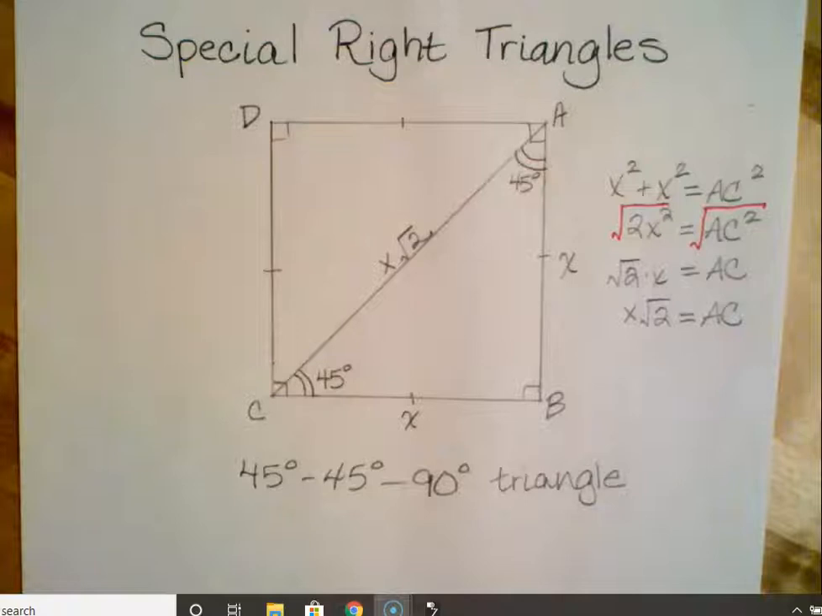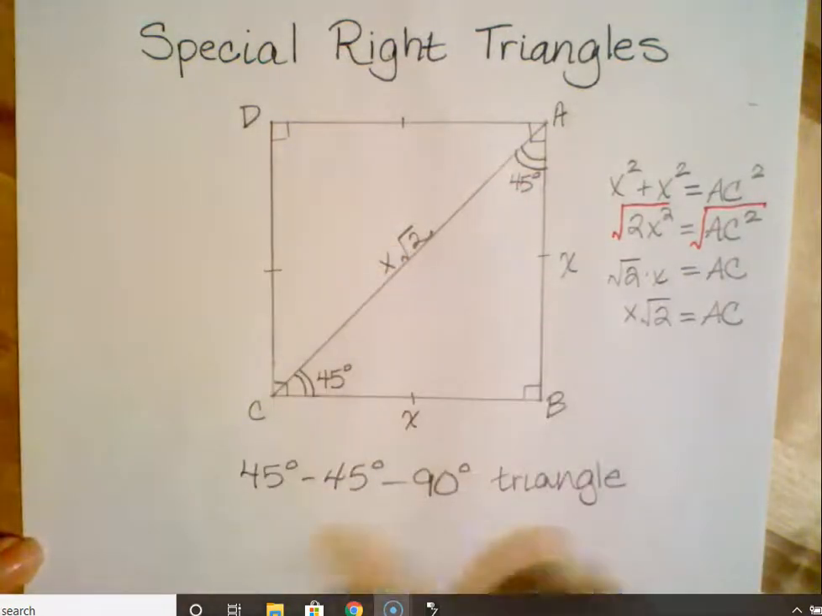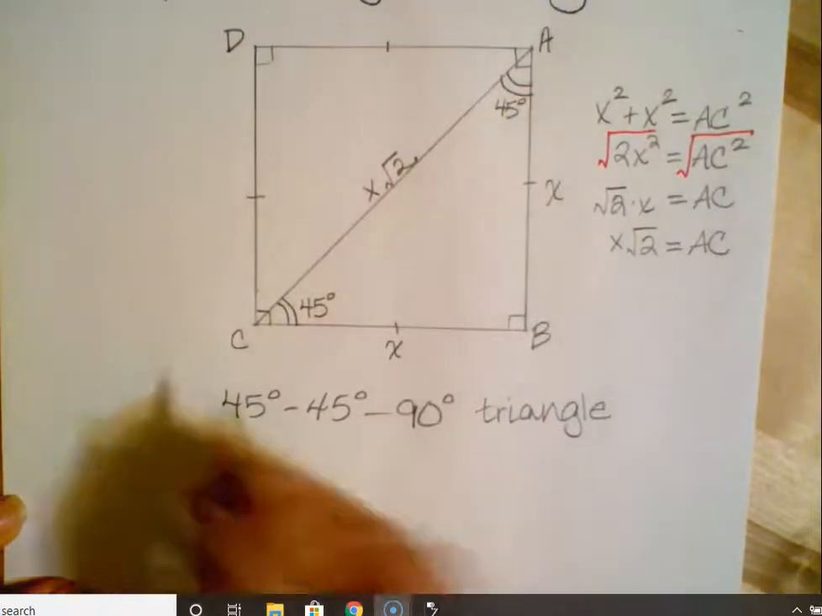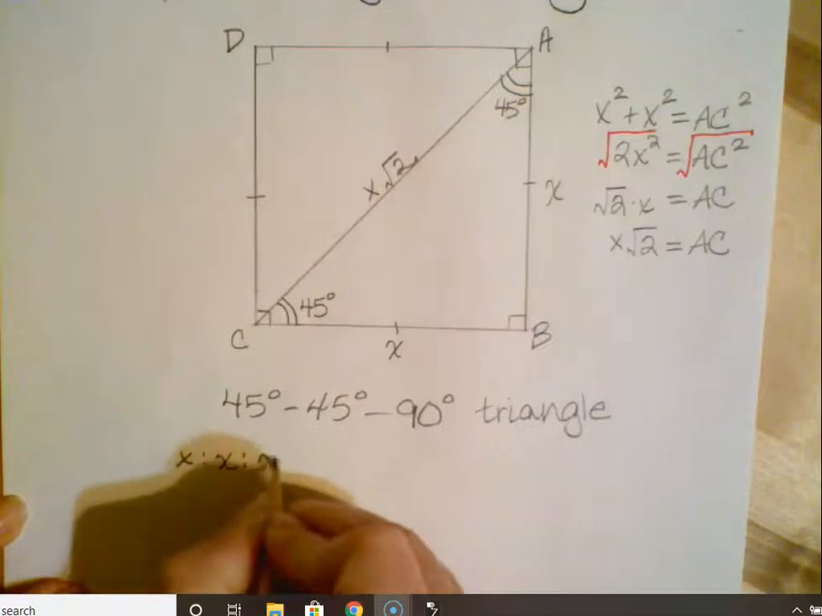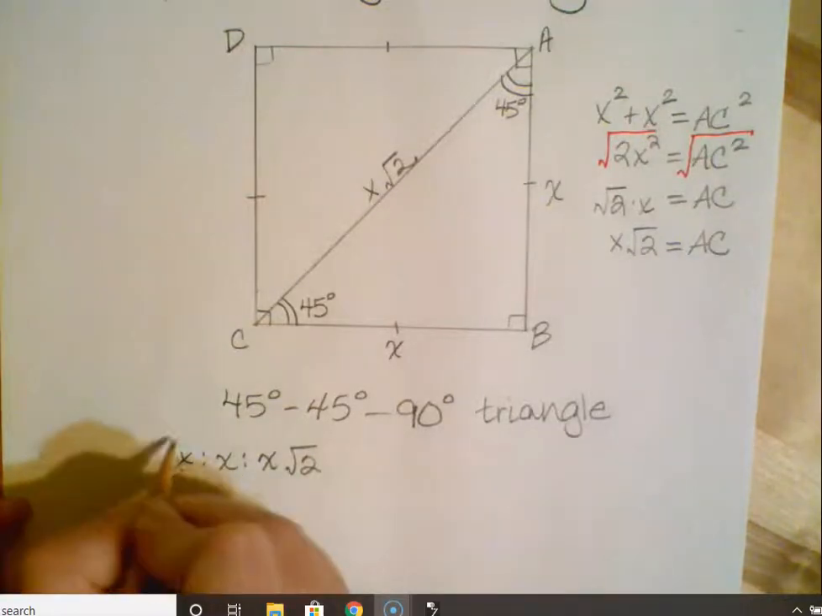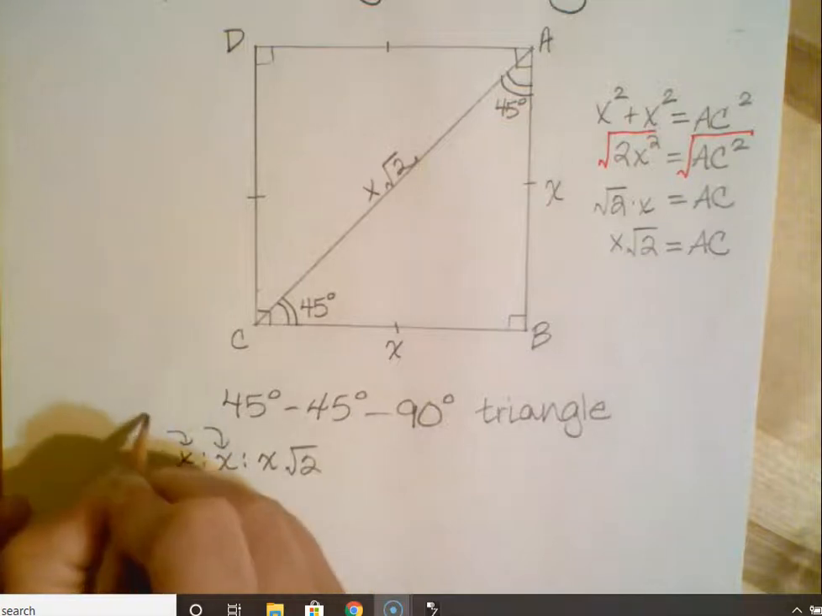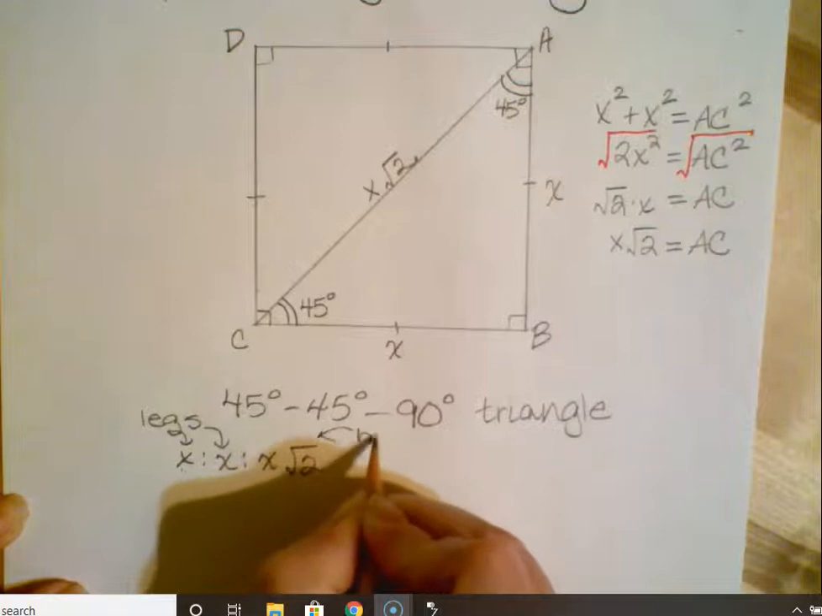Now, there are a few different ways that some books or websites or videos will talk about the relationship between those lengths. One way is going to be with variables in place, x, and x root 2. Some are going to write that in ratio form, x to x to x root 2, where we're understanding that each of the individual x's represent legs, and that x root 2 represents the hypotenuse in the triangle.